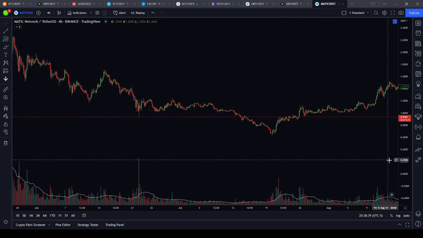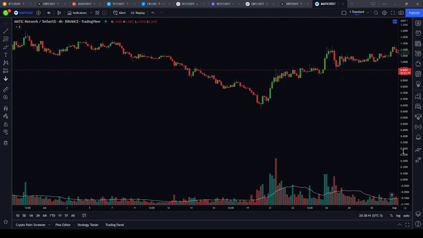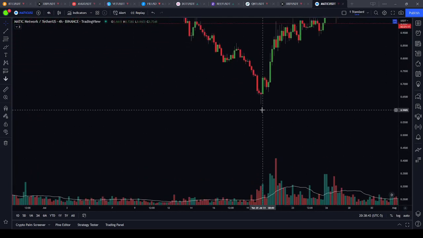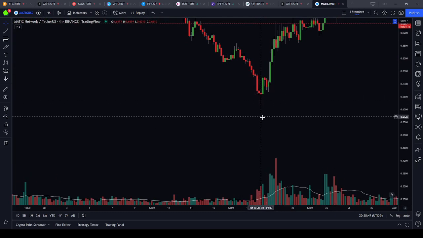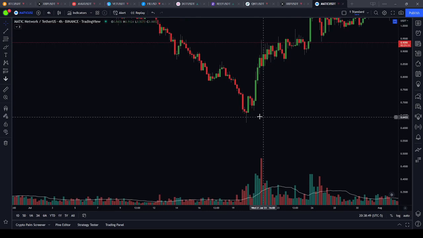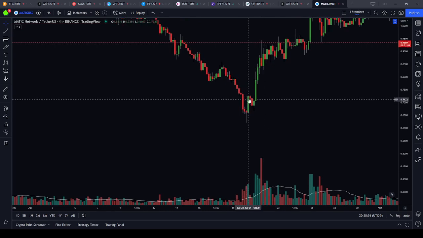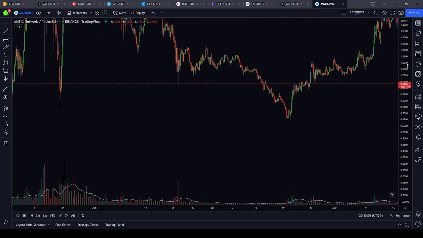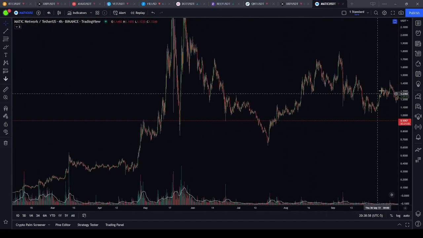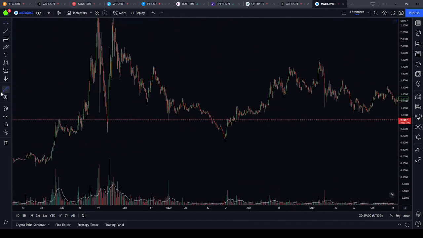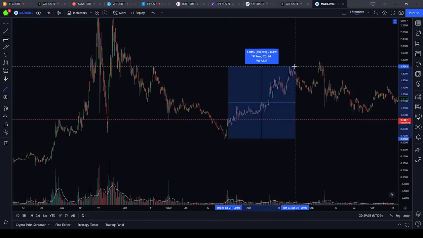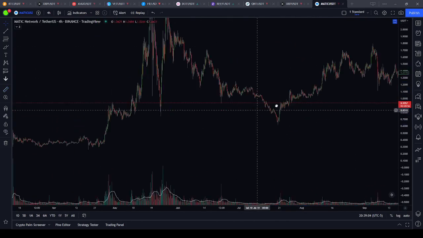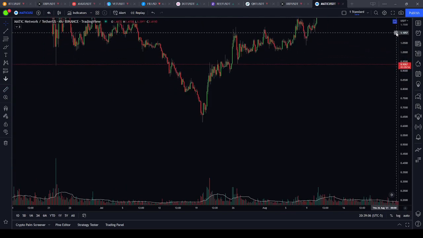And so, first one right here at the bottom, it's a small little candle, but right there, that is a red hammer, and actually that is a red hammer followed by a bullish engulfing, and that hammer and bullish engulfing marked the absolute bottom of a 170% run up.